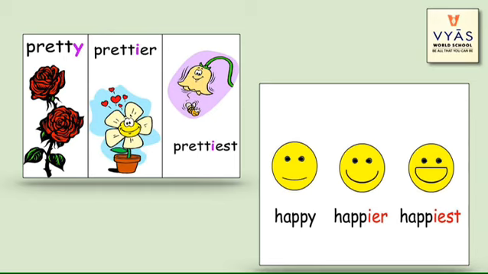Okay, so first is pretty. Pretty word is ending with Y, so we replace Y, it becomes prettier, PRETTIER. And when we are using this adjective for comparing 3 or more things in a group, then it changes to prettiest, and the spelling would be PRETTIEST. So again, one more example is happy, happier, happiest.